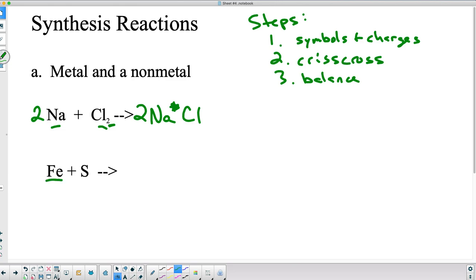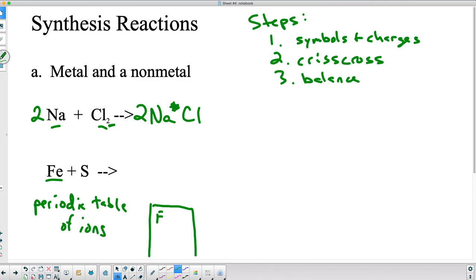Now what happens if I have a transition metal? Fe is a transition metal. And if you check the periodic table of ions, you will see that iron is in a cell that looks like this. It says Fe with a plus 3, and then it has the name iron 3, and then there's a dotted line, and it has Fe with a plus 2. We're going to pick the top one because the top means it's more common.